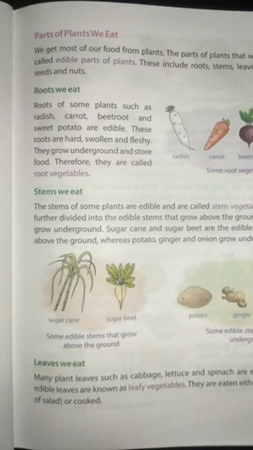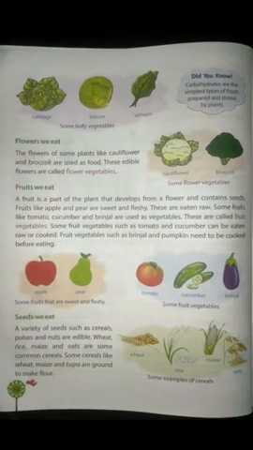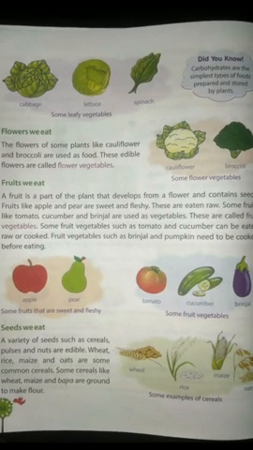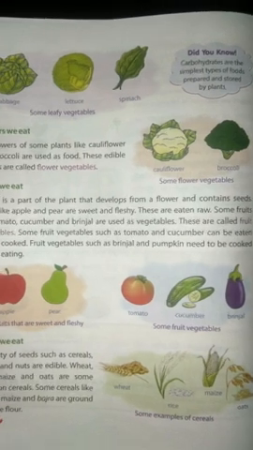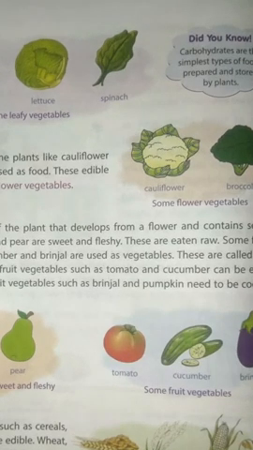Then next page. Examples of leafy vegetables. Look at the picture: cabbage, lettuce and spinach. This one, did you know? Carbohydrates are the simplest types of food prepared and stored by plants.